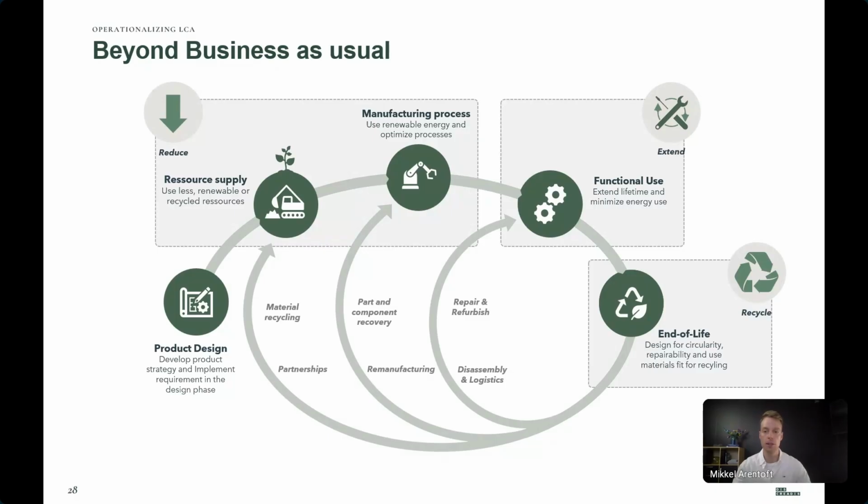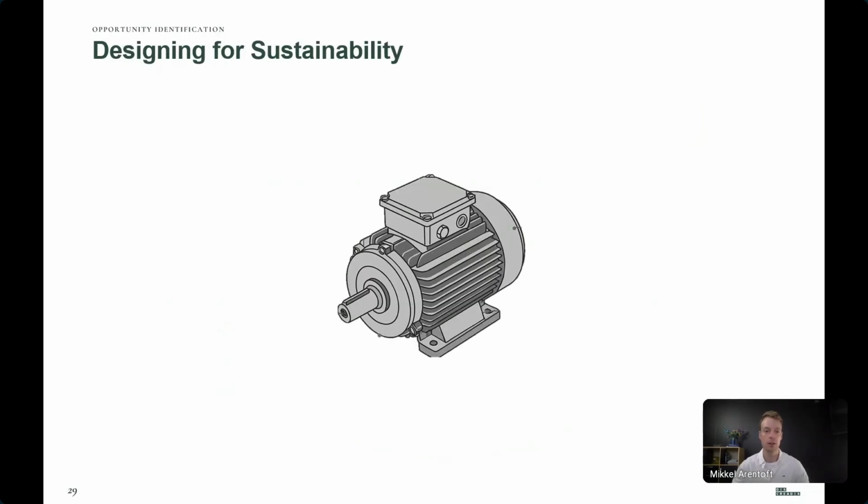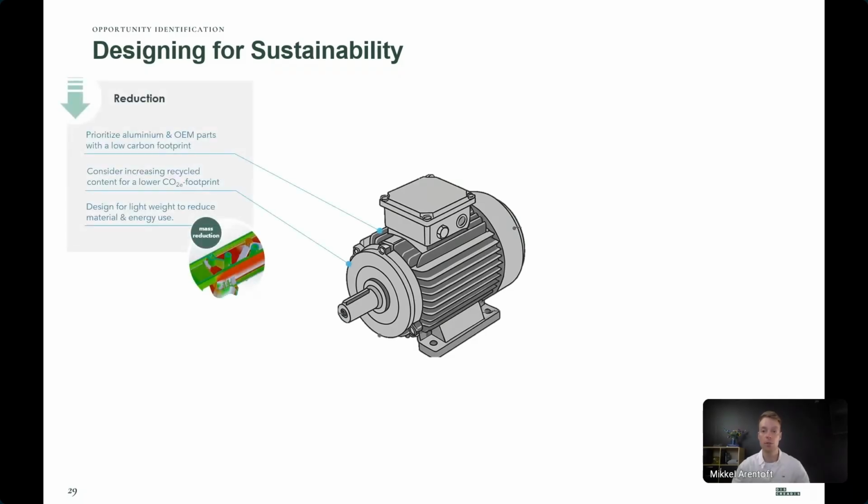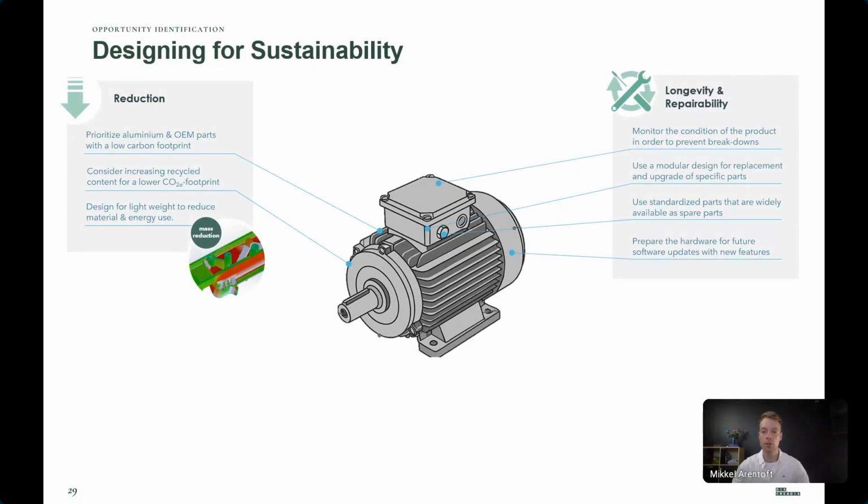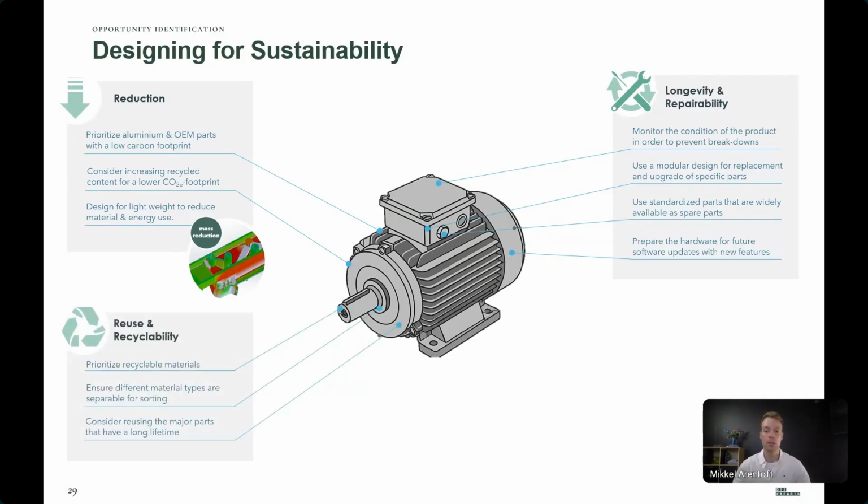Can you reduce the impacts coming from the sourcing of materials by, for example, selecting an alternative material or supplier? Can you extend the useful lifetime of your product through, for example, repair? Or can you prevent your product from becoming waste by, for example, recycling it into new products? In our industrial motor example, it could look like this: looking for aluminium with a lower carbon footprint, designing the product to be repaired in case of failure, and using recyclable materials that are separable so we can recycle it.